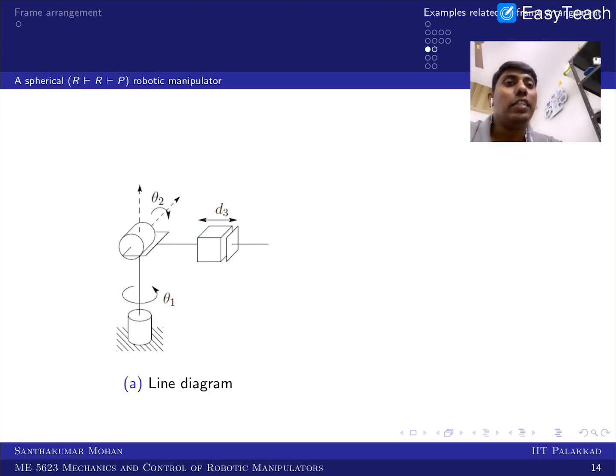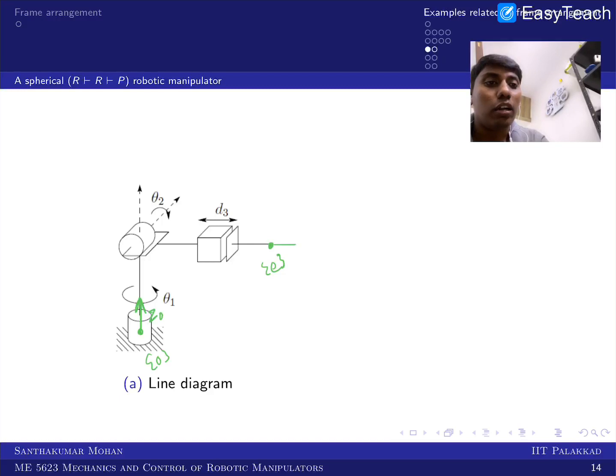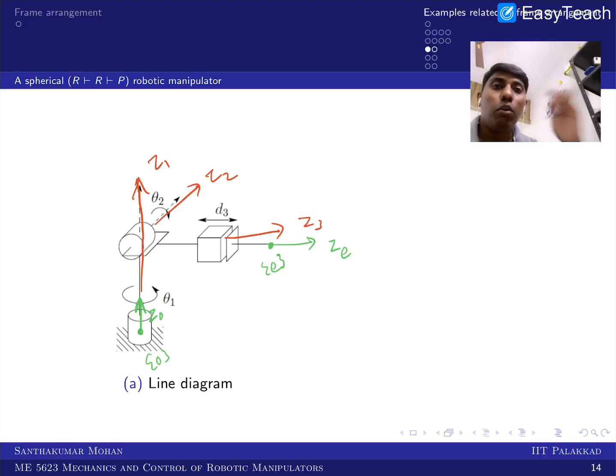Here is the spherical robotic manipulator, where RRP is there. So here also you can see this is the base and this is the end. I call this 0, and this is E, and this is what I call the Z0 axis, and this is the E axis. Further, you can see this is joint axis 1, this is joint axis 2, and this is joint axis 3. Now what you have to do is find the x-axis.